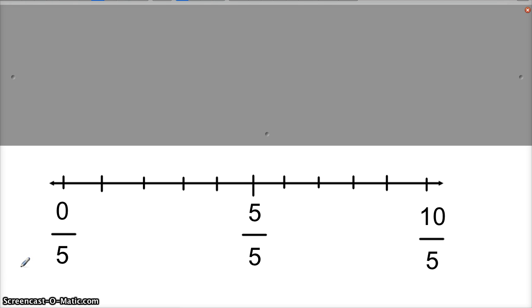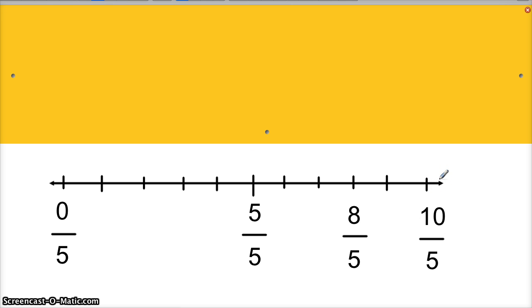Okay, now I want you to record the whole number equivalents. So what is 5/5 the same as, and what is 10/5 the same as? Write their whole number equivalents above the number here and here. Okay, 5/5 is the same as 1, 10/5 is the same as 2. Okay, I want you to show me where 8/5 is.